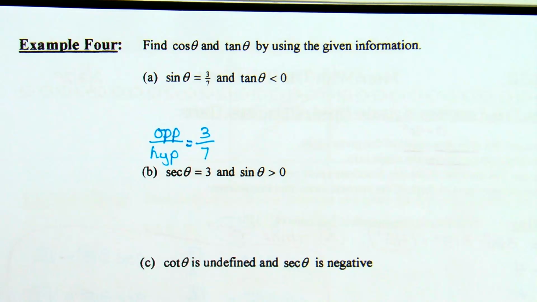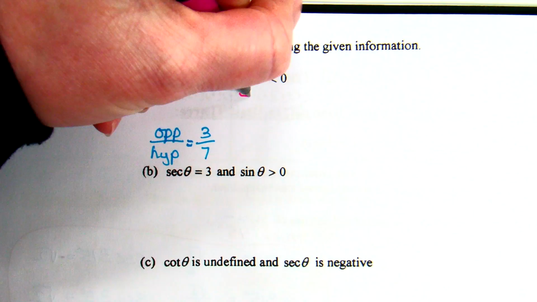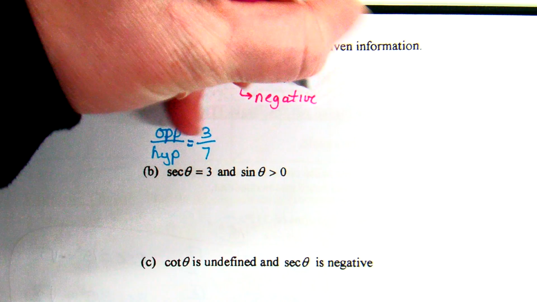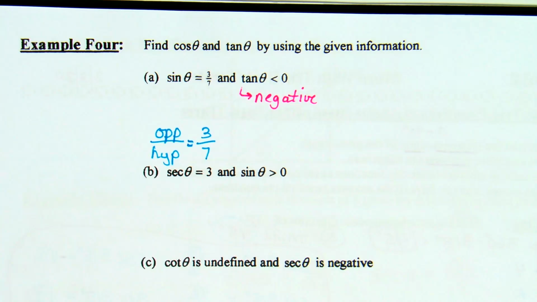Okay. What is tangent theta less than 0 trying to tell me? If something is less than 0, what is it? It is negative. Now, tangent is negative. What do you know about the sign of sine? Do you understand what I'm asking there? Is sine positive or negative? What they tell us sine is up here, 3/7, and that's a positive 3/7, yes?